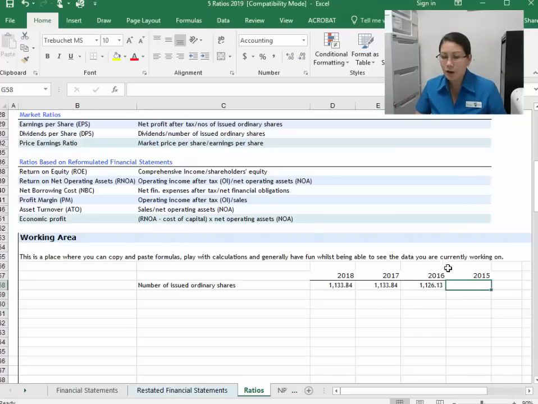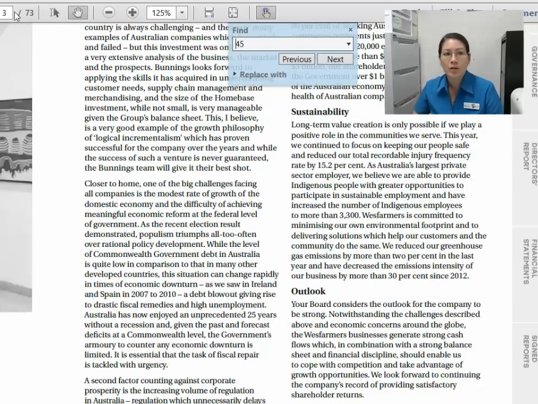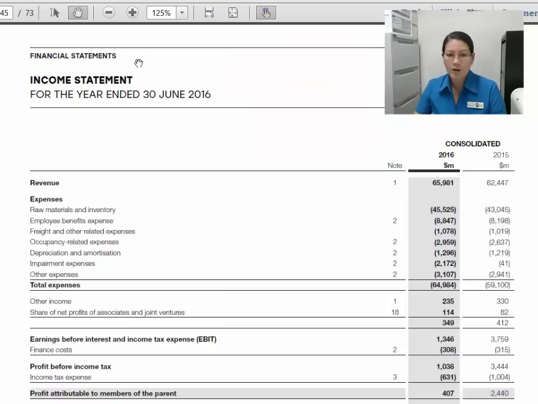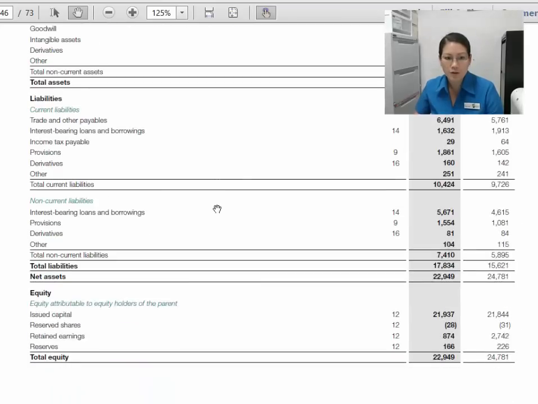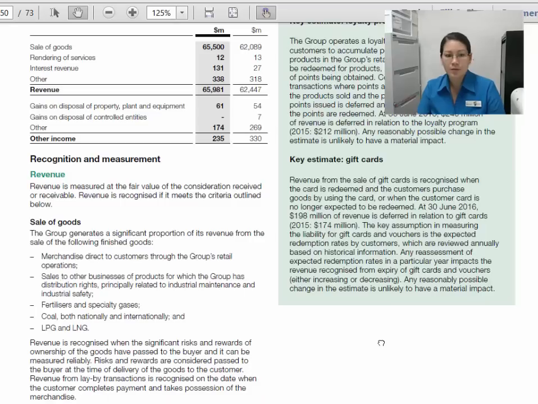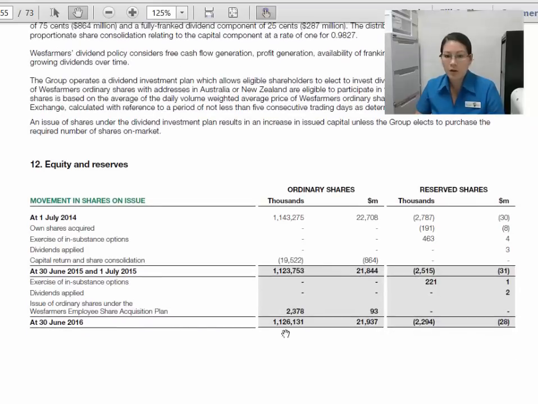Okay. So now I need to go back to my 2016 annual report and again find the number of ordinary issued shares. So for 2016, let's close this search thing for a minute. Go down to my financial statements, make sure it's still note 12. Yes, it's still note 12. Then scroll down to note 12 and just have a look.